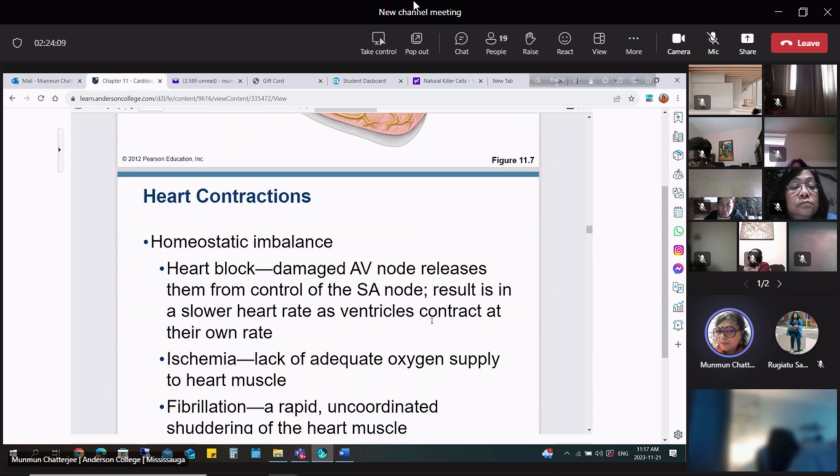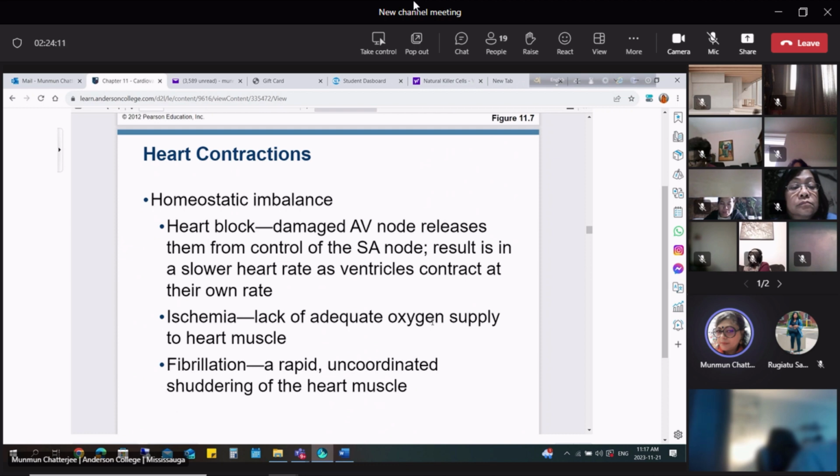So there are a couple of heart related problems. Homeostatic imbalance. What is the heart block? When there is damage in the AV node, it is released from the control of the SA node, which results in a slower heart rate. Either the SA node or the AV node. Damage in the AV node, which sends the signal from the atrium to the whole heart, basically to the ventricles, and ultimately is a chain of reaction.